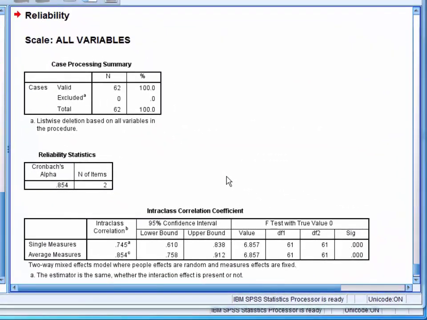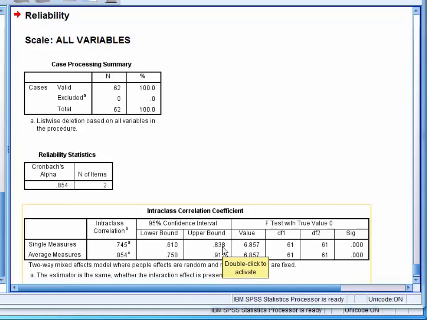Our main table of interest here is the intra-class correlation coefficient table. And here we want to look at the single measures row. Here we can see that the coefficient is 0.745, which is relatively low. We would then look at the confidence intervals for the estimate and see that they are quite wide, ranging from 0.61 to 0.84. Overall, this would indicate a relatively low level of inter-rater reliability.